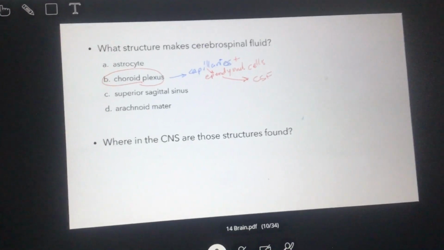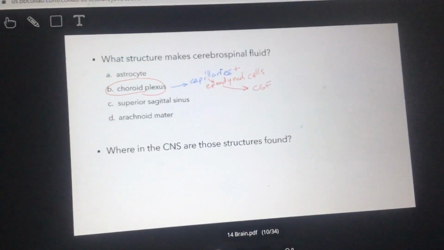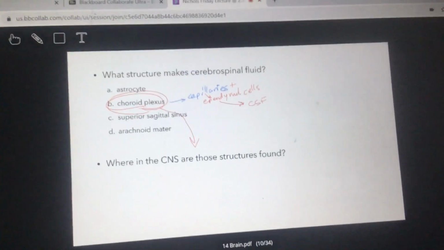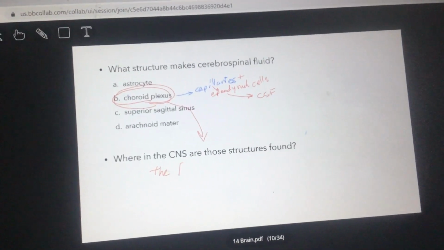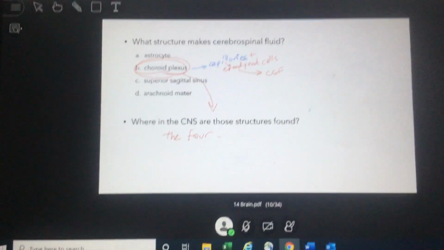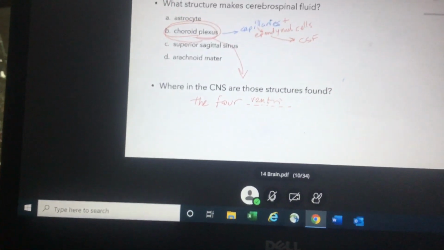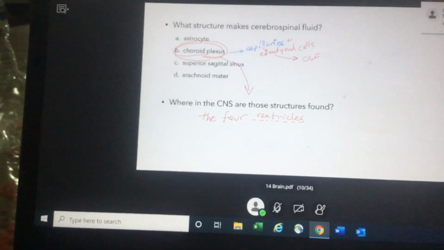Where in the CSF are these structures found? Where are choroid plexuses found? They're found in the four what? Ventricles, yeah. They're found in the four ventricles, right?